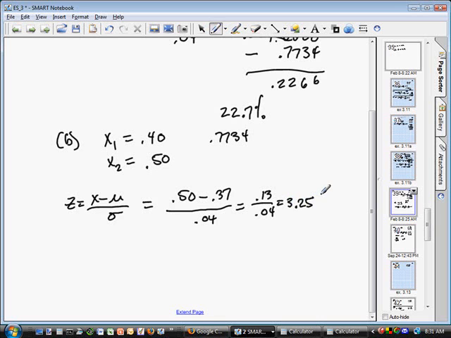Okay, now look it up in the table. Z-score, well, this is a big one, 3.25, and I get 0.9994. Let's put that up here. And now I can subtract x1 from x2. 0.9994 minus 0.7734 gives 0.2260, or 22.6%.